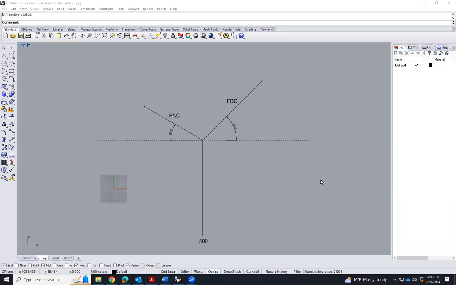Hello. We're going to solve this problem. We have three lines, and these FAC and FBC are unknowns. We don't know the value, and we only know this one. We have a force here with 500. It can be newtons, pounds, whatever. But the weight going down is 500, and then we have to calculate this. We have a 30-degree angle here, a 45-degree angle there.